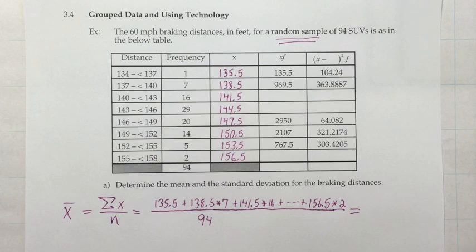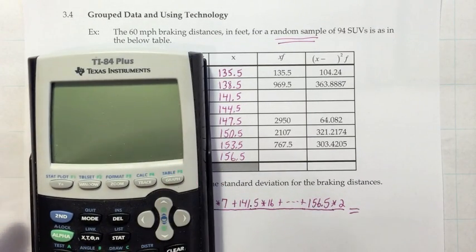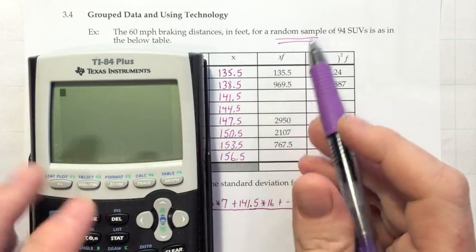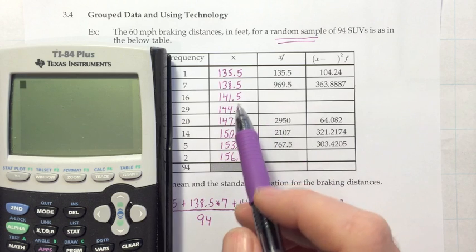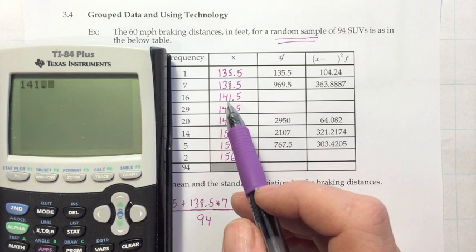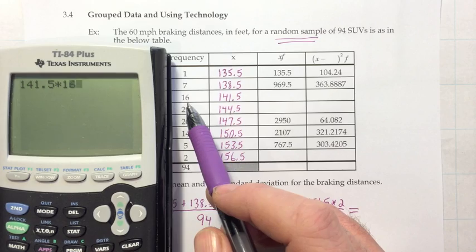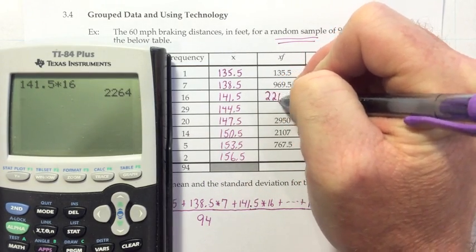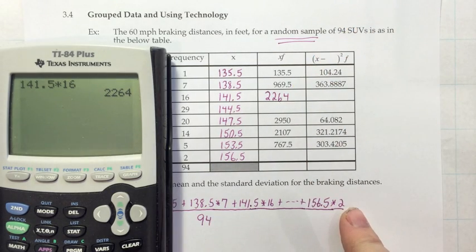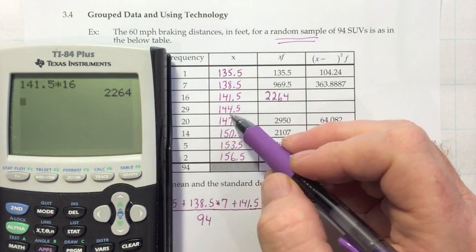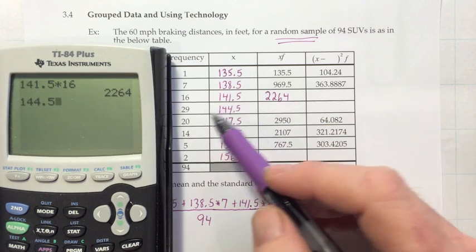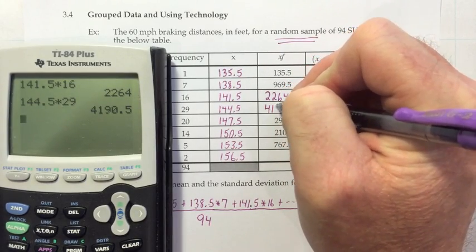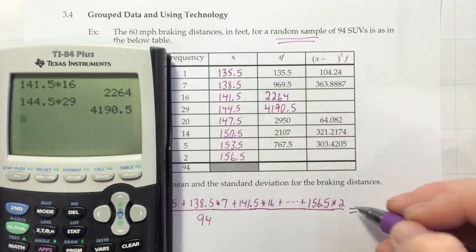So I want to figure out what those pieces are for the next few as well. So let me go ahead and bring the calculator in. And I'm just going to continue with that pattern that you see there of multiplying the x times the f. So for the next one, the x is 141.5 times the f for that row, which is 16. So for those 16 SUVs, we're going to get a total of 2264 added to the numerator of our fraction down here. The next 29 SUVs, we're considering all of those to be 144.5, so times the 29 SUVs in that class, and that's going to contribute 4190.5 to our numerator down here.